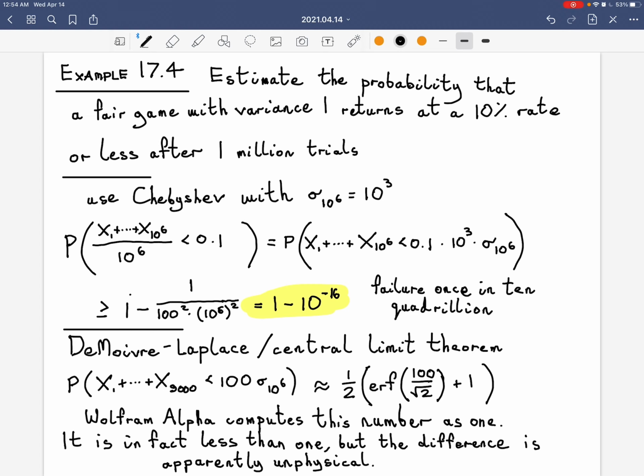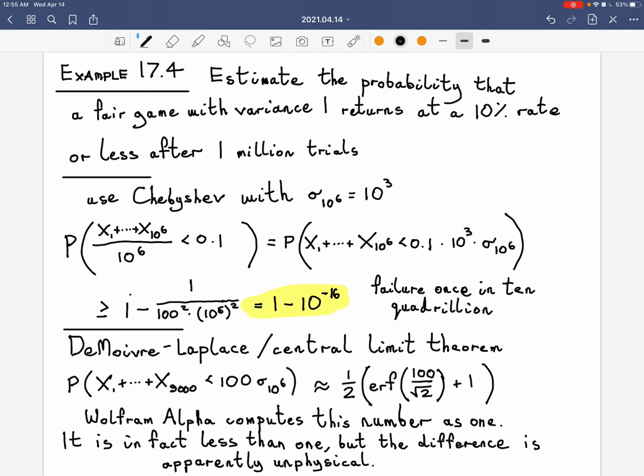So we ask about the probability of the average being less than 0.1. And so we know that a fair game with variance 1 is a generalization of our coin flip, and its standard deviation is the square root of the number of trials. So we have 1 million trials, and the standard deviation is 1,000. So we can look at how this compares with the average and see that what we're asking about is the probability of a 100 standard deviation anomaly.